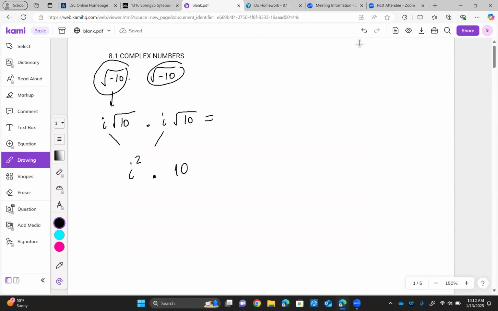So because radical times radical, the radicals will disappear and you will just get 10. And i squared in math is always equal to -1. So basically your question becomes, what is -1 times 10? And the answer will be -10.